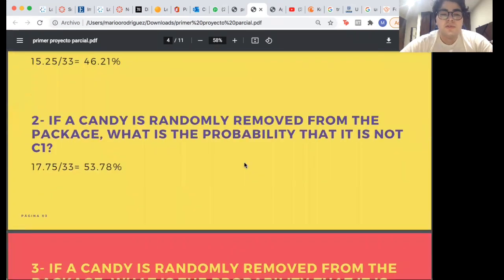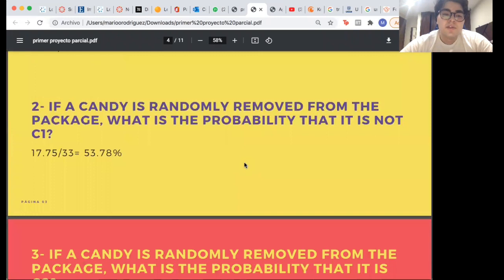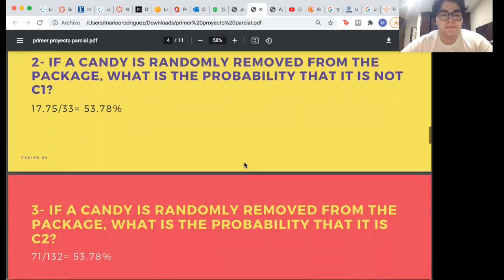In problem 2, if a candy is randomly removed from the package, what is the probability that it is not color 1? Well, it is 17.75 divided by 33, that equals 53.78%.